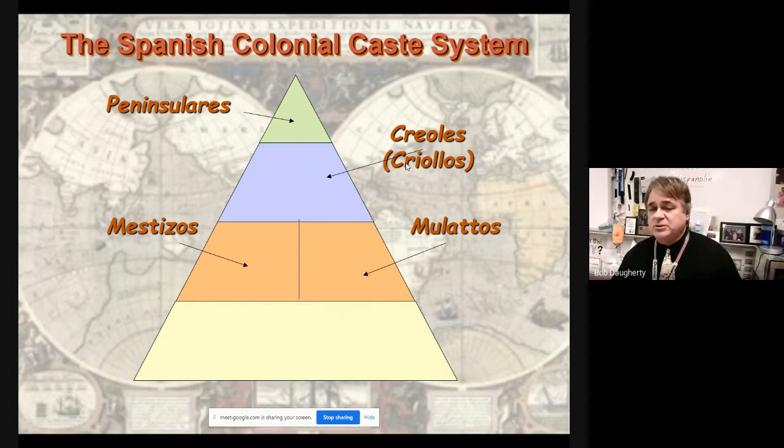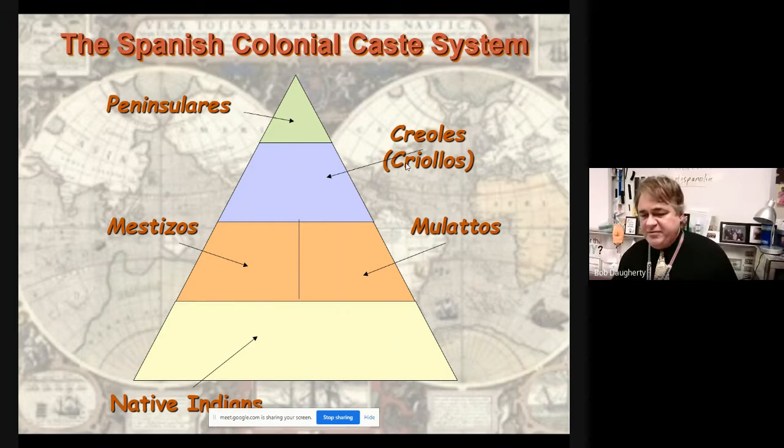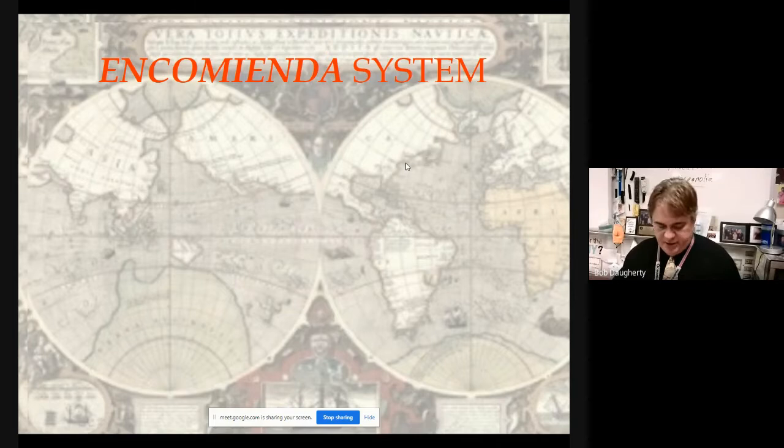Mulattoes, usually, like I said, a mixture of black and Indian, black and Spanish. A lot of people don't like that term, so be careful. But you could mention it if you had to write about it. And then finally, the native Indians would be there, and Africans who had been brought over here and enslaved. They would also be on the bottom of this casta system. They made this a really, really big deal here.